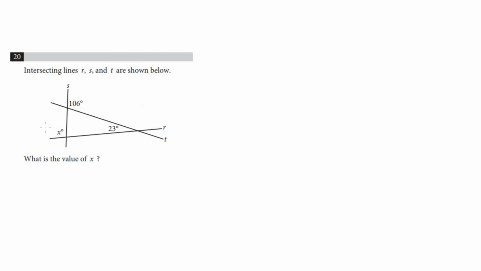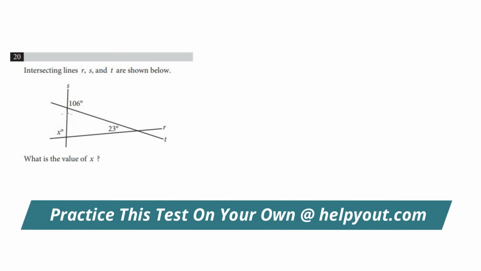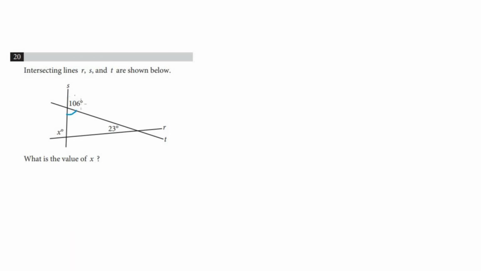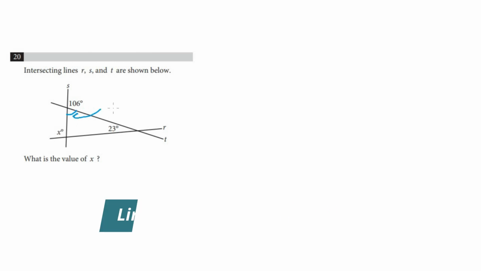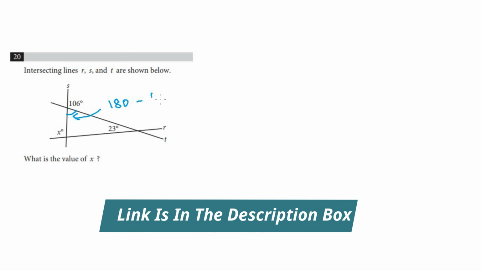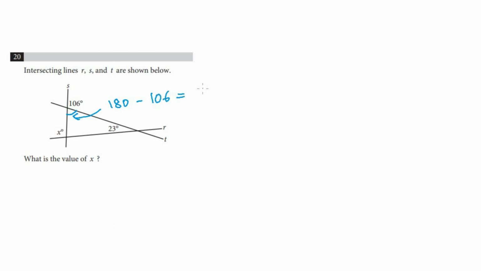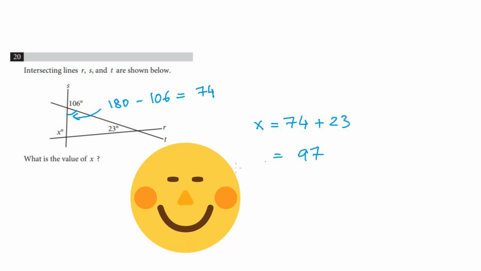For this problem, we have to find the value of x. So start with this angle. The exterior angle was 106. So this interior angle will be 180 minus 106, that is equal to 74. Now see, x is also an exterior angle of this triangle. So the value of x will be the sum of the two opposite interior angles. That means x equals 74 plus 23, that is equal to 97. So this is the answer.